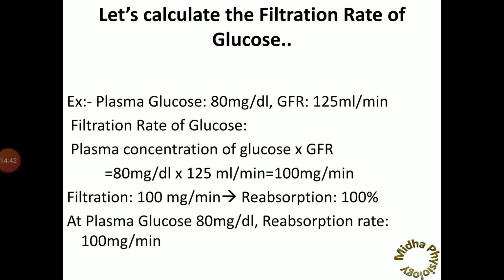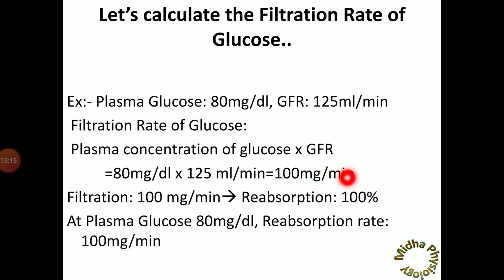Okay, so taking into account a plasma glucose level of 80 milligram per deciliter and a GFR of 125 ml per minute, you can calculate the filtration rate of glucose as plasma concentration of glucose multiplied by GFR, that is 80 times 125, which comes to around 100 milligram per minute. So when the plasma glucose level is 80 milligram per deciliter and the GFR is 125 ml per minute, 100 milligram of glucose is being filtered in a minute.